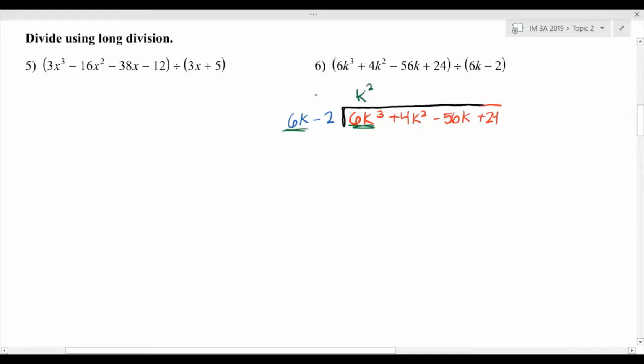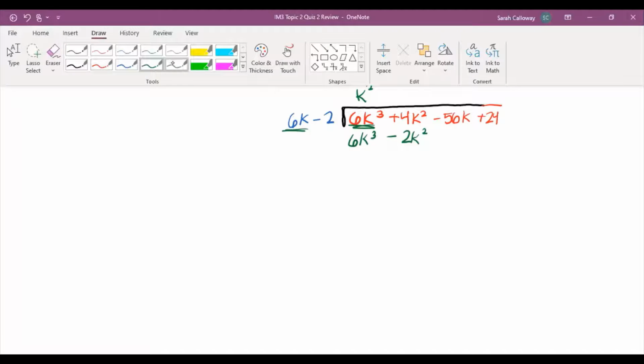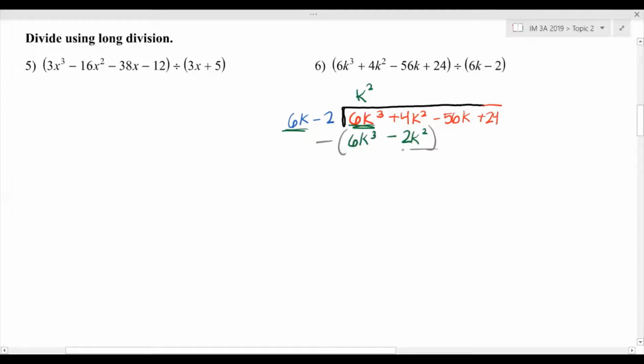And then remember, what we do is we actually multiply times each of the terms as we write it underneath. So I'm going to multiply k squared times 6k, which gives me the 6k to the third power I was looking for. And then when I multiply minus 2 times k squared, that's going to give me a minus 2k squared that I'm going to subtract from the next term. And so remember that we're subtracting these. And so 6k cubed minus 6k cubed goes away, which was the whole point of this. And then 4k squared minus negative 2k squared, right? So this turns this negative and that positive if we distribute through that negative. And so we get a positive 6k squared, and then we want to bring down the 56k term for the next step.